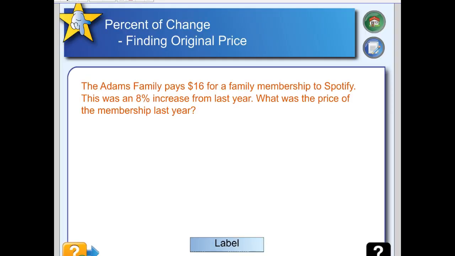And here it is. It says the Adams family pays $16 for a family membership to Spotify. This was an 8% increase from last year. All right. What was the price of the membership last year? So we are trying to find, we need the original price. That's what we're looking for because they want to know how much it was last year.